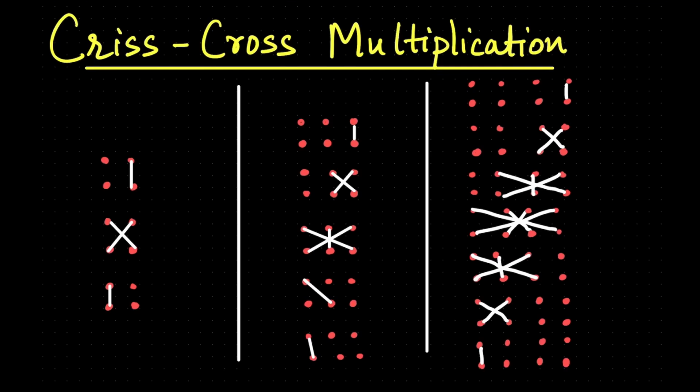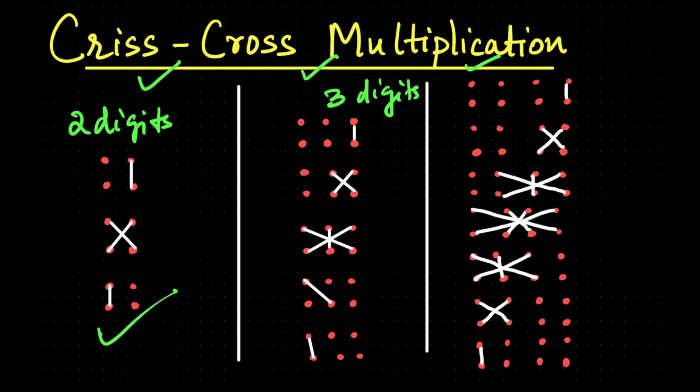So welcome back friends. In last class we saw the criss-cross method of multiplication. We already saw how to do the criss-cross method for 2 digit numbers, and then we also covered 3 digit numbers. So this column and this column is completed. In today's lecture we are going to discuss 4 digit number multiplication where we can directly find the answer, and these types of multiplication are very helpful in competitive exams when you have very little time.